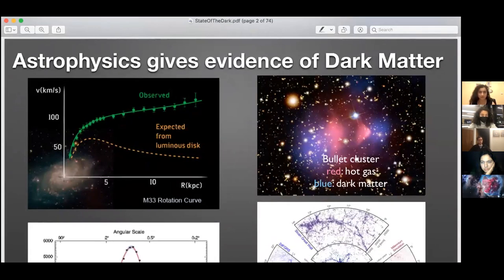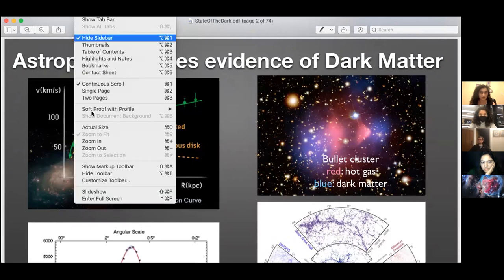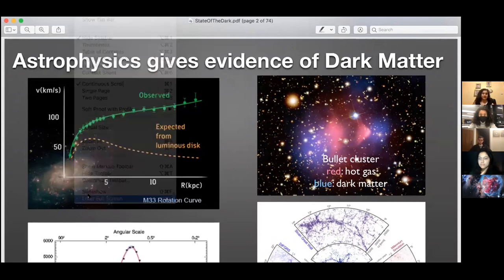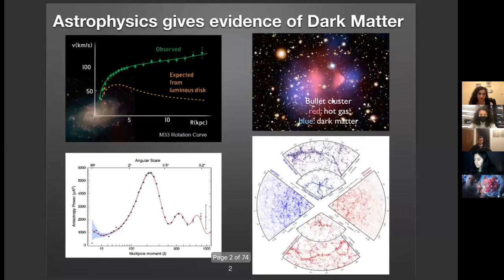Does this slide look cut off right now to you? Yep, me too. Okay, let me keep fixing. Is that full screen now? Yep, excellent, okay.